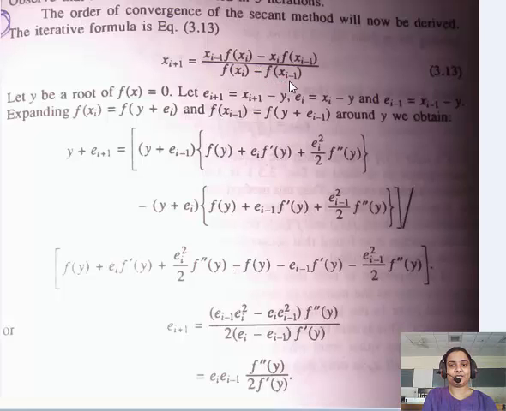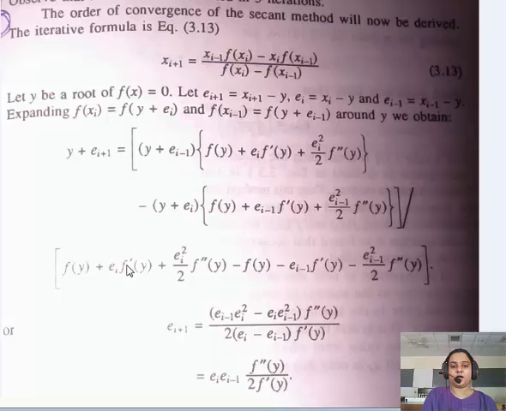So f of x_{i-1} is again f of y plus e_{i-1}. Expanding by Taylor's theorem, we get f of y plus e_{i-1} f dash y plus e_{i-1} square upon 2 f double dash y. So in a whole way we find that we have replaced all the x terms with y plus e_i and all the f of x terms with f of y plus e_i.